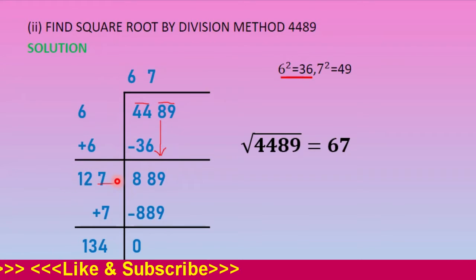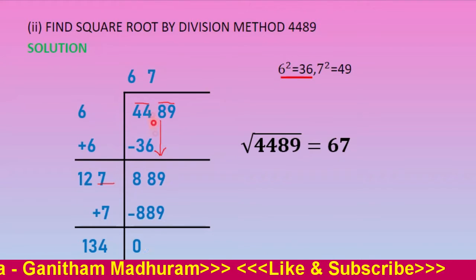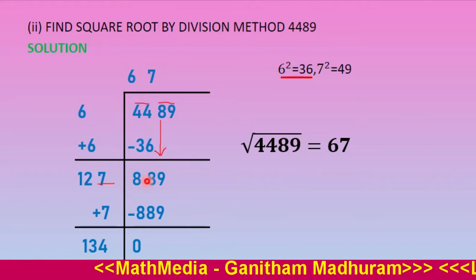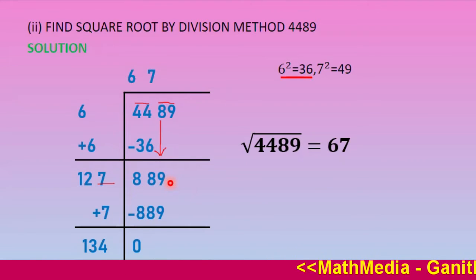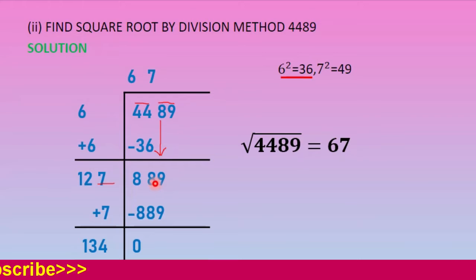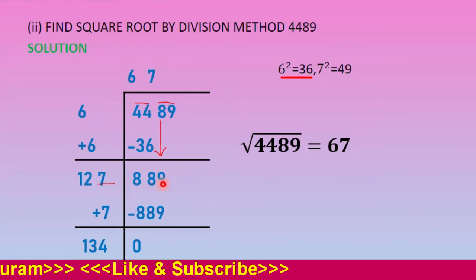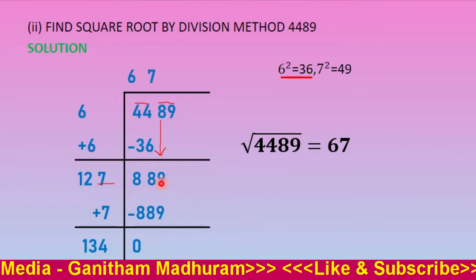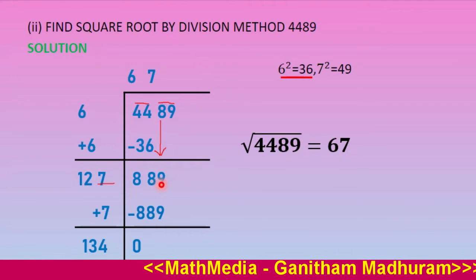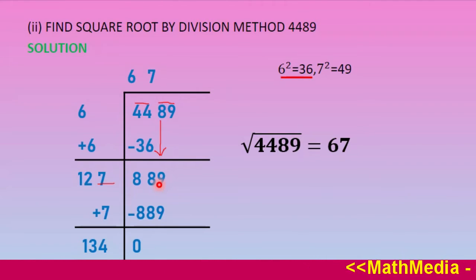Put a blank over here and write the next group down. So we get the dividend as 889. Look at the ones place. It is 9. So which two numbers multiplied will give 9? 3 3s are 9, 7 7s are 9.